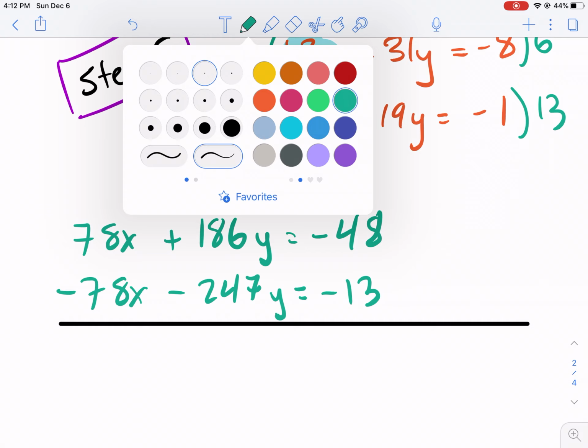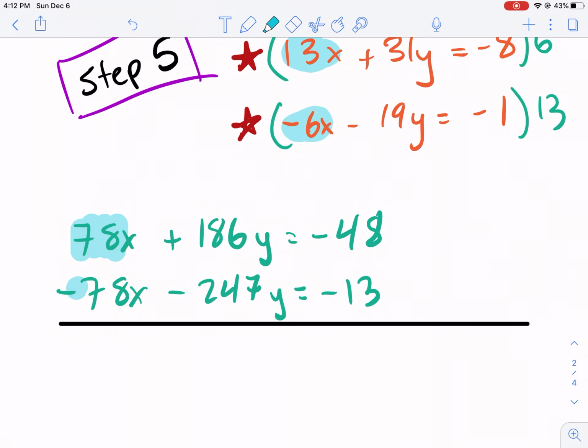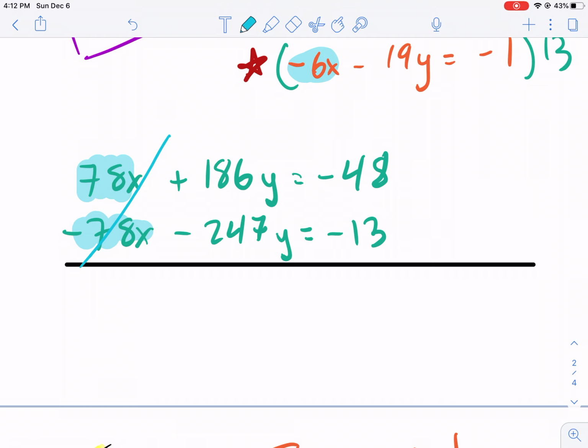So what do we do? Well, the whole plan was to eliminate x, and that's what we did. We eliminated x, so that is all part of the plan. Now we have 186 minus 247, adding a negative is the same thing as subtracting. So we get negative 61y equals negative 61.